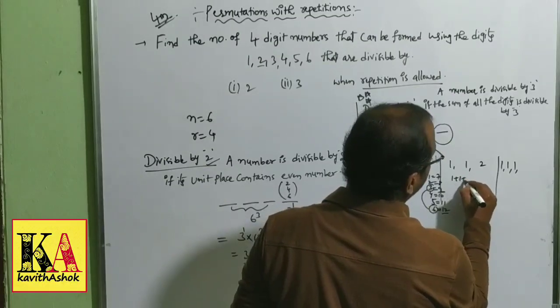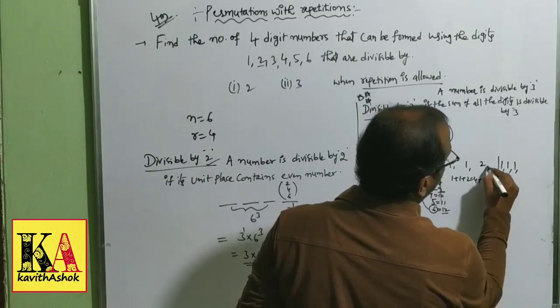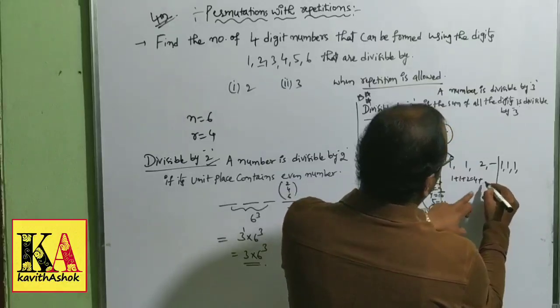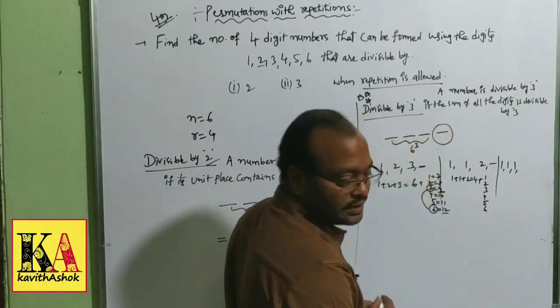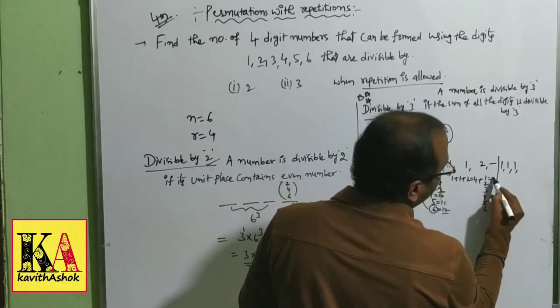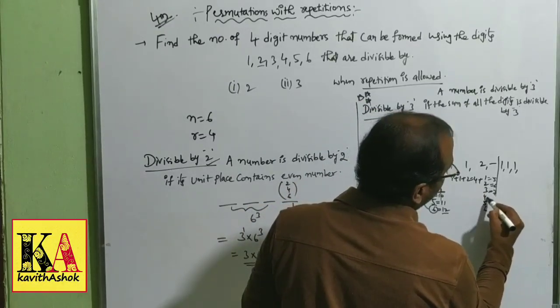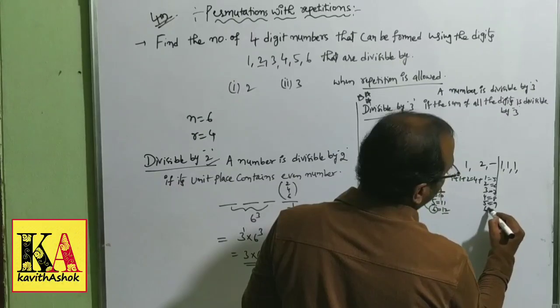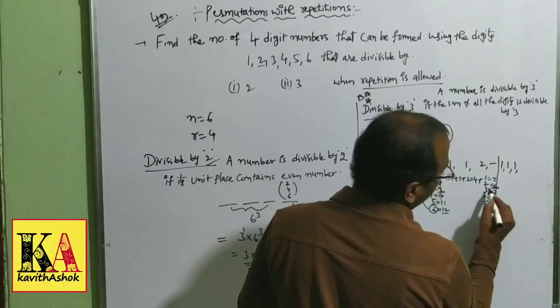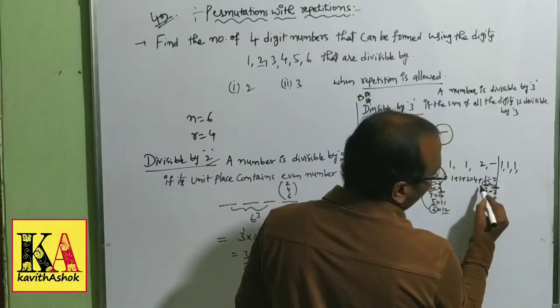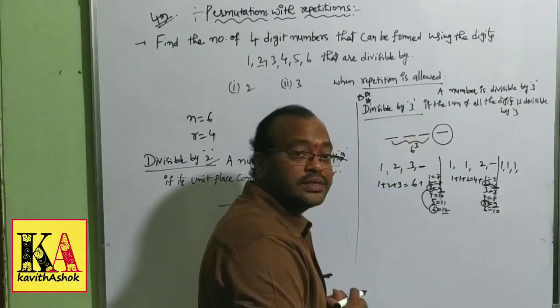Or if you take it like this, 1 plus 1 plus 2, this is 4. To add the fourth place, we have the same 1, 2, 3, 4, 5, 6 choices. 4 plus 1 is 5, 6, 7, 8, 9 and 10. If the sum is 6 or 9, yes. So here also 2 choices are there: one is an even choice and one is an odd choice.